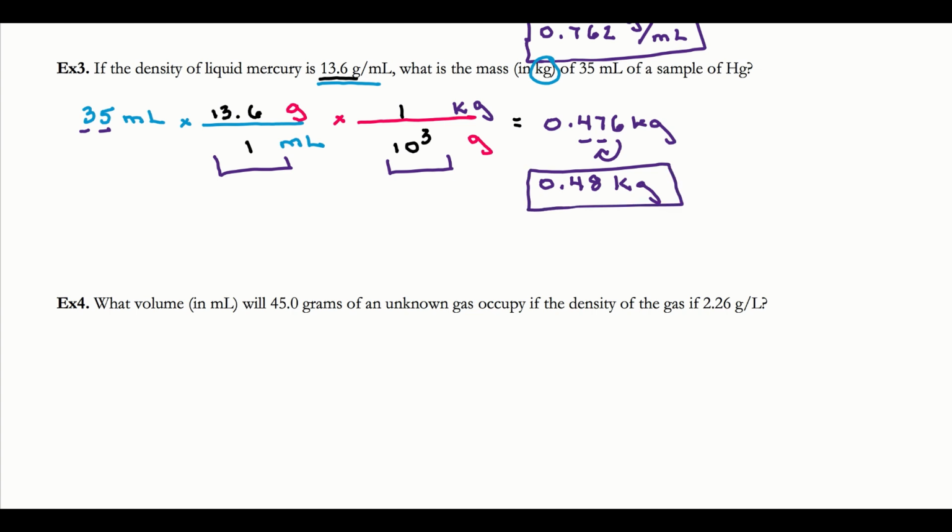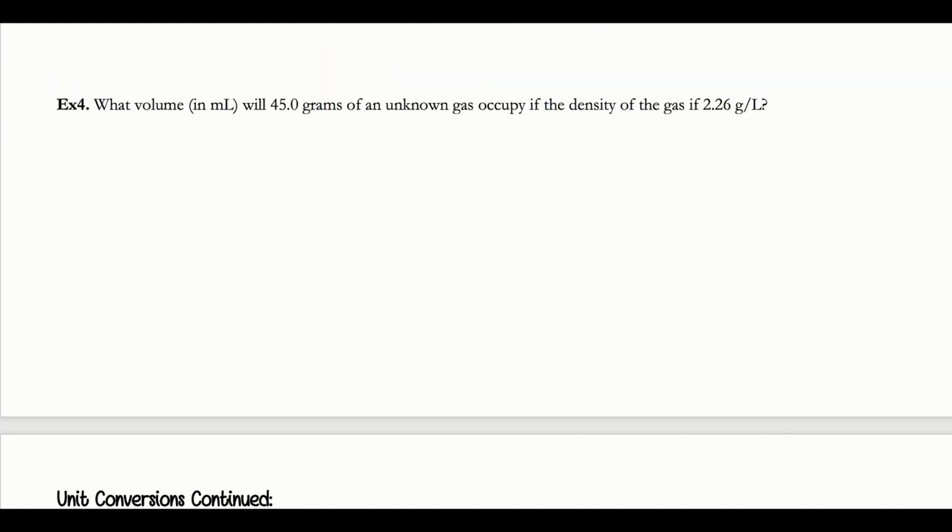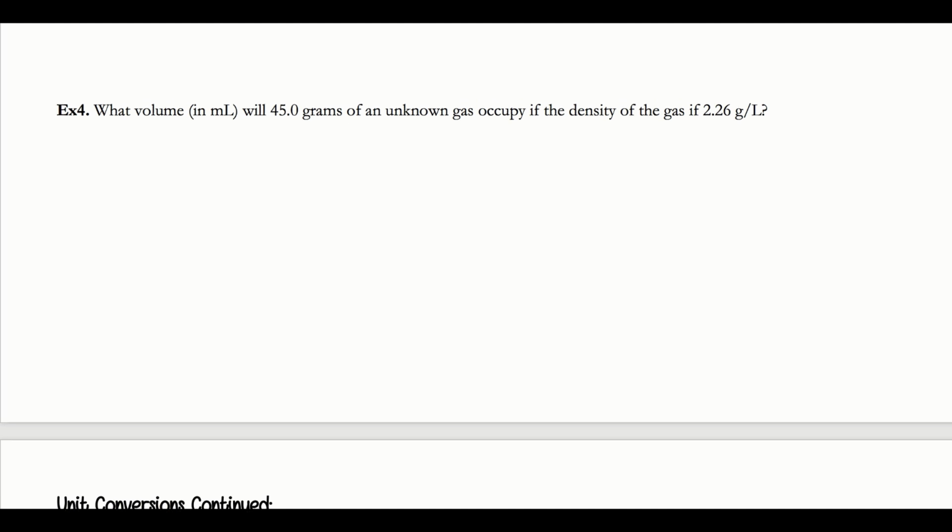Okay, let's look at one last practice problem. It says, what volume in milliliters will 45.0 grams of an unknown gas occupy if the density of the gas is 2.26 grams per liter? So again, I'm going to start with my given, 45.0 grams. I want to get into milliliters. So first, I'm going to get out of grams. I'm going to get into liters first because I know that relationship based on my density.